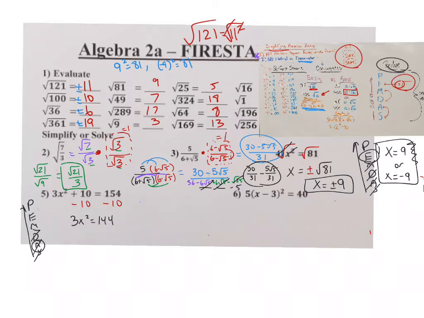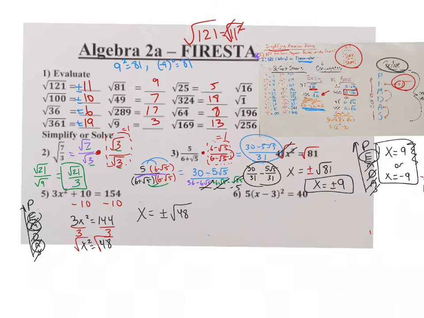So I look at the PEMDAS backwards rule. There is no division, there's multiplication. How do I get rid of multiplication? I divide both sides by 3. So now I have x squared equals 144 divided by 3 is 48. Now that the multiplication is gone, I can finally get rid of the exponent, so I square root both sides. I end up with x equals, remember, plus or minus shows up as soon as you square root, the square root of 48.